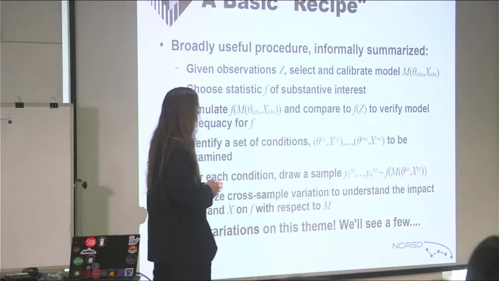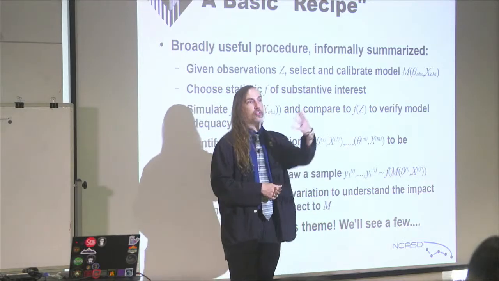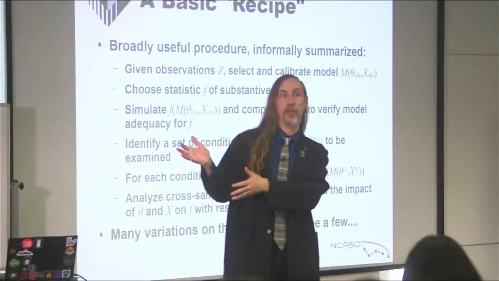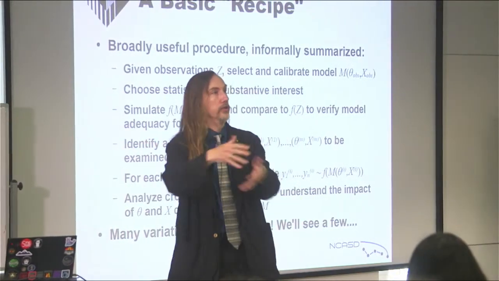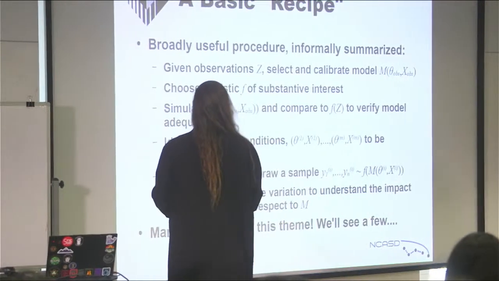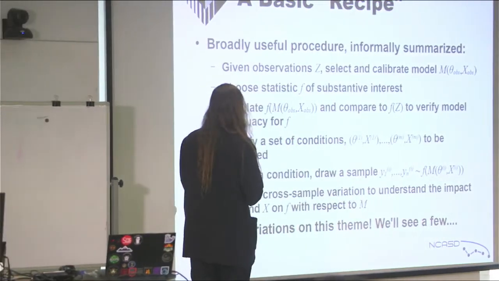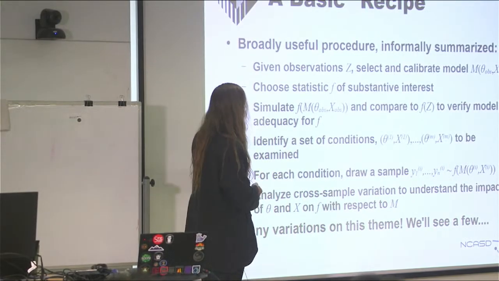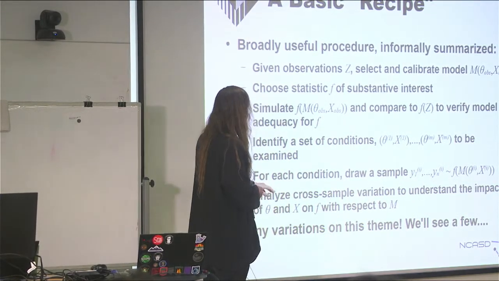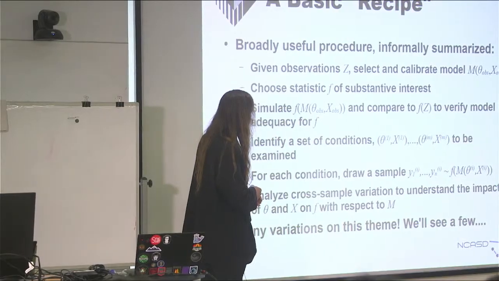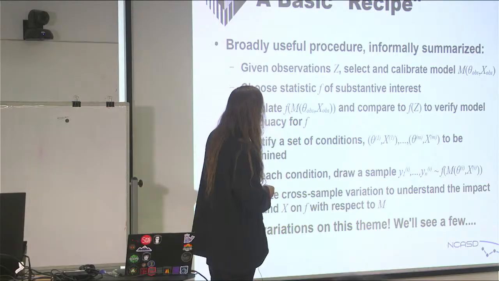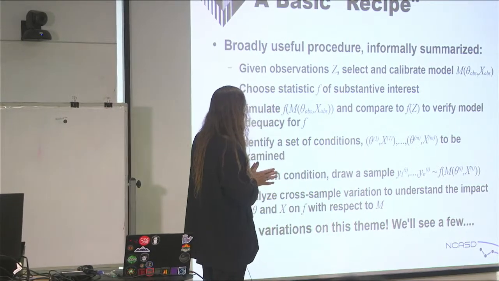For each condition, we're going to draw a new sample. So again, we'll simulate hypothetical outcomes. So we're going to have hypothetical schools with these hypothetical different kids in them. We're going to look at outcomes in those hypothetical schools. And then, of course, what do we do? We now analyze the cross-sample variation across our conditions to look at what the impact of theta, that is our forces or parameters, and the conditions set by the covariates are on F with respect to M.